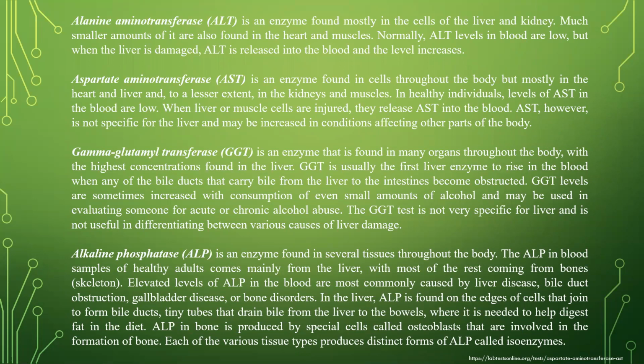Let's remind ourselves a little about liver function tests. Let's refresh our knowledge. Alanine aminotransferase, or ALT, is an enzyme found mostly in the cells of the liver and kidney. Much smaller amounts can also be found in the heart and the muscles. Normally, ALT levels in the blood are low, but when the liver is damaged, ALT is released into the blood and the level increases. So ALT is a marker of liver cell damage.